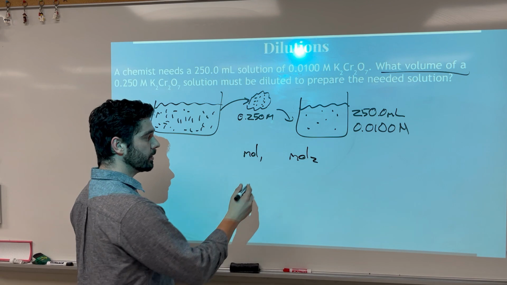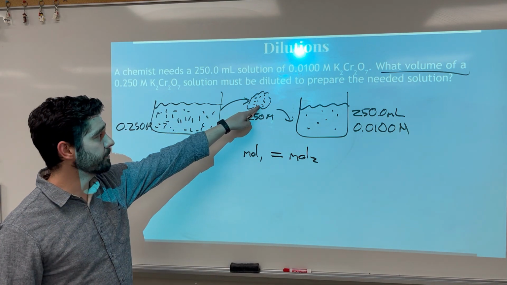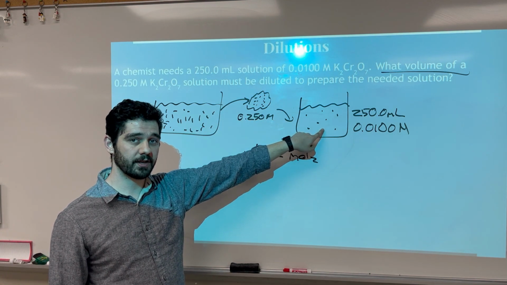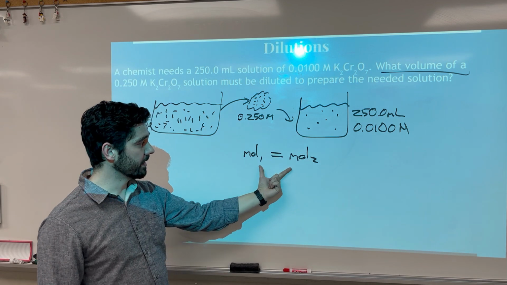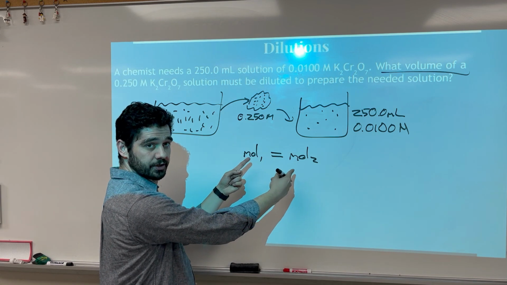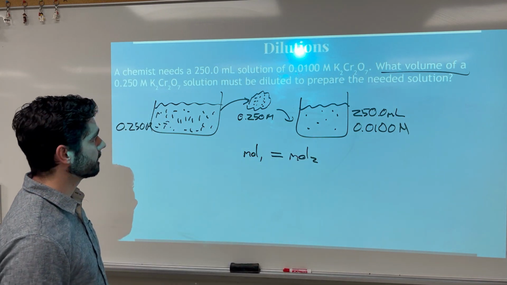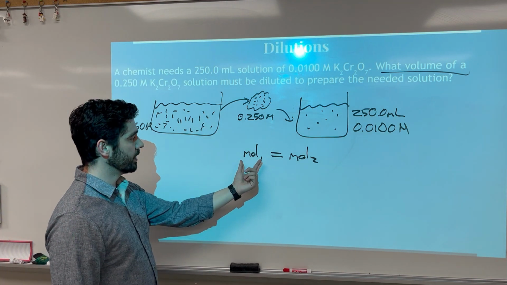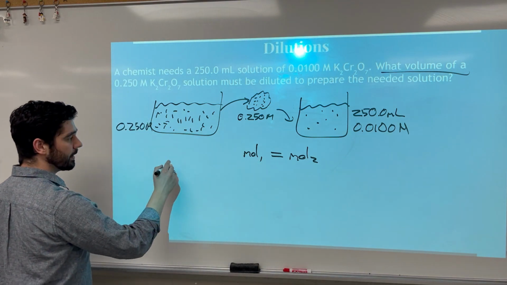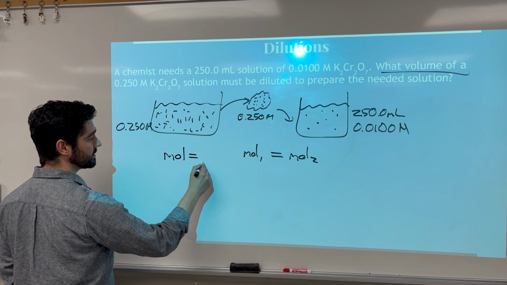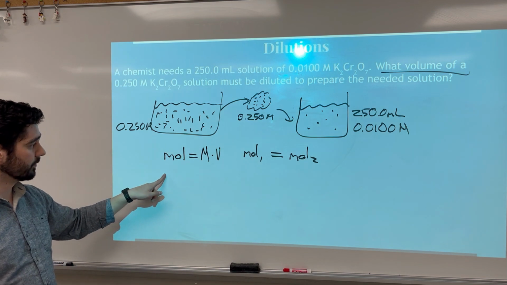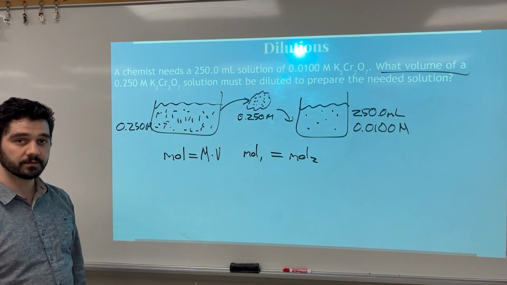When we think about this, we realize that these are equal to each other. The moles of potassium dichromate in this sample is the same as the moles of potassium dichromate in this sample, okay? And this is a mathematical way of representing that, okay? And that's important because we can change this equation in order to solve for what we're trying to figure out here, okay? Now, we know that based on our molarity equation, we could rewrite this. If we think about it, we know that moles is the same as molarity times volume, right? Because molarity is moles over volume, so moles is molarity times volume.